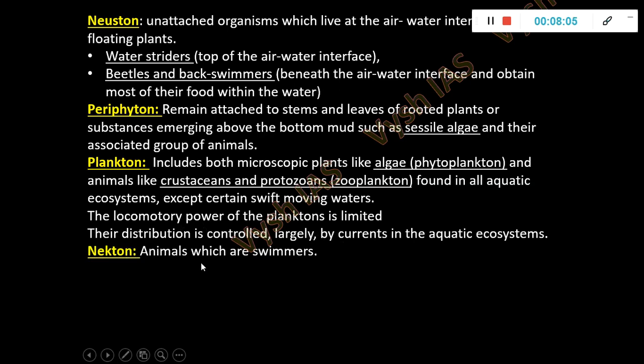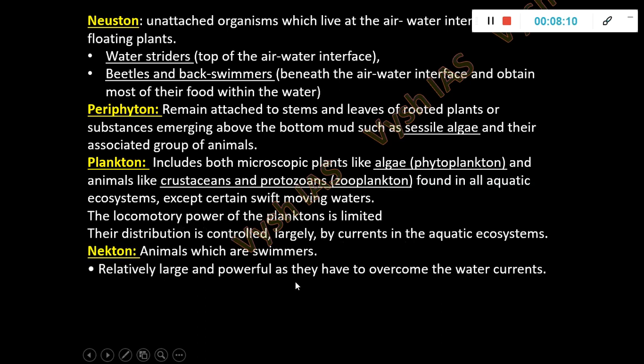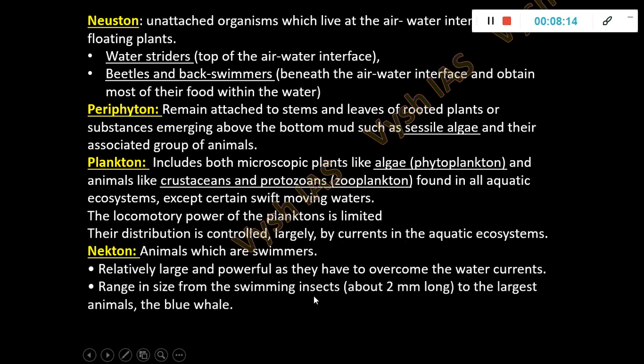Now Nekton, these are the active swimmers. Animals which are swimmers, relatively large and powerful, as they have to overcome the water currents. They range in size from swimming insects about 2 mm long to the largest animal, the blue whale.